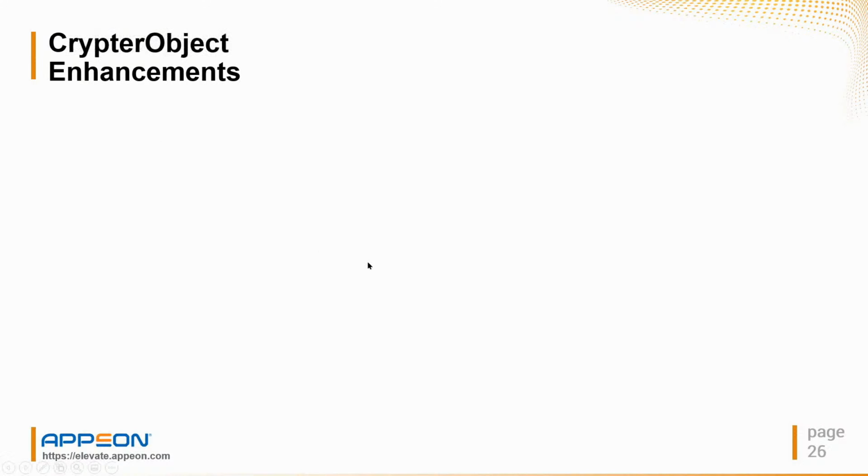And then finally, in the CrypterObject, there was already an asymmetric generate key, which would generate keys for asymmetric encryption, the public and private key for asymmetric encryption. But now they've added a symmetric generate key for generating a symmetric key for symmetric encryption.